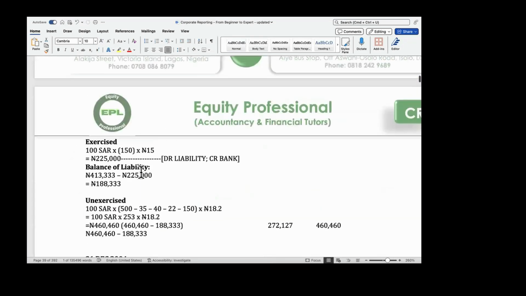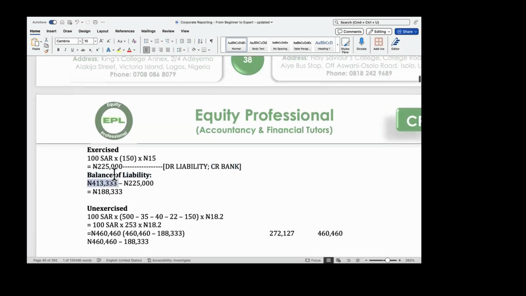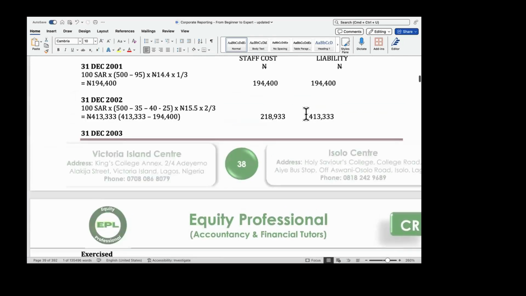So when I do the math, I get 225,000 as the worth of the money I would pay to those that have exercised. Since I'm settling them, I will debit my liability and credit my bank. Therefore, the balance of my liability is now 413,333, which is the value of my liability at the end of year two. It will be carried forward to year three.